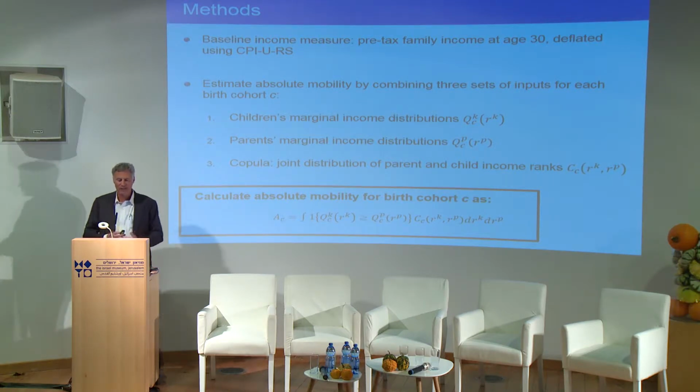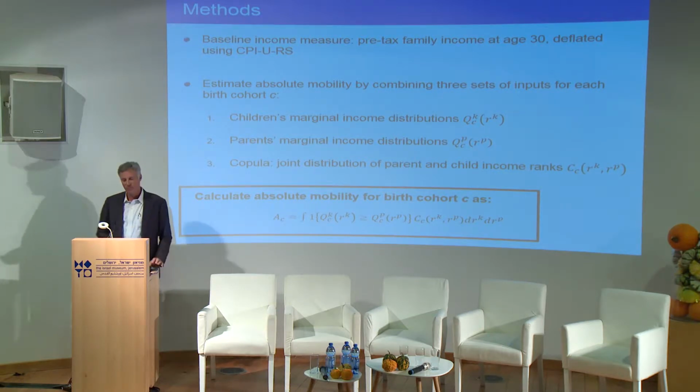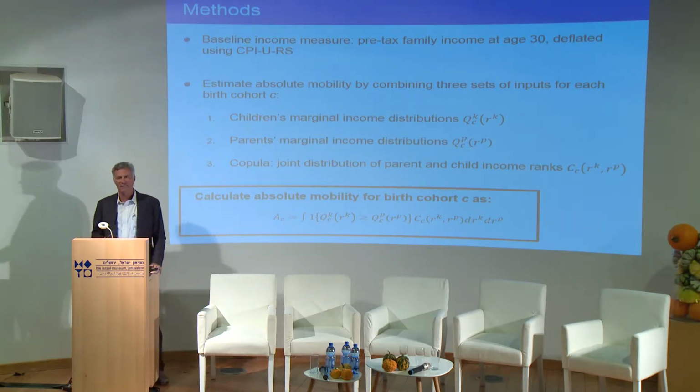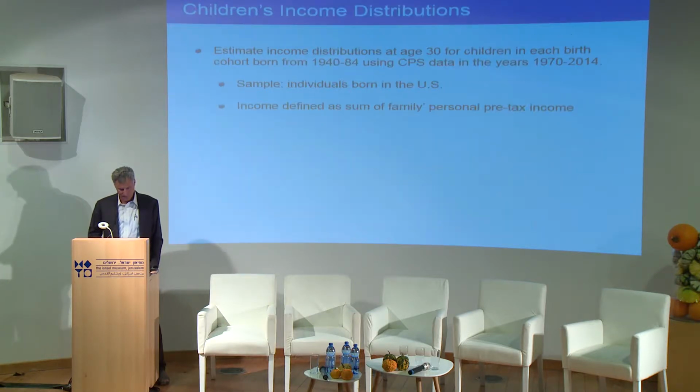I should also mention that they deflate by the consumer price index. There have been some questions about whether the CPI overstates the rate of inflation in the US, so they do a whole bunch of robustness checks on that. And they're looking at pre-tax family income around age 30.